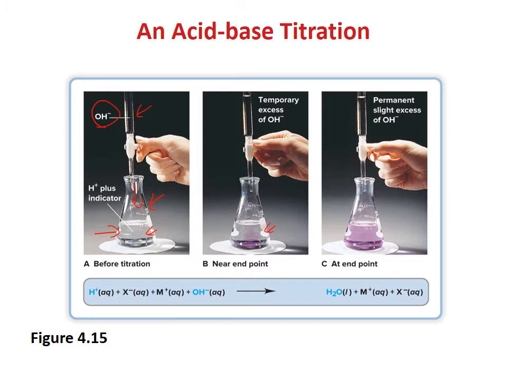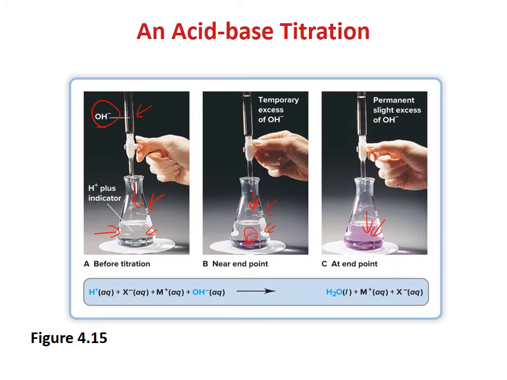Now, if you add one drop of base into the solution, you start to see a color change. But if you shake it, the color disappears again. So you add more hydroxide until one drop of base changes the color permanently. In this case, it is a pink color. That means the end point is reached.